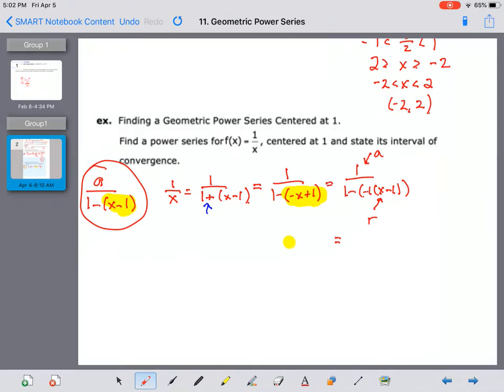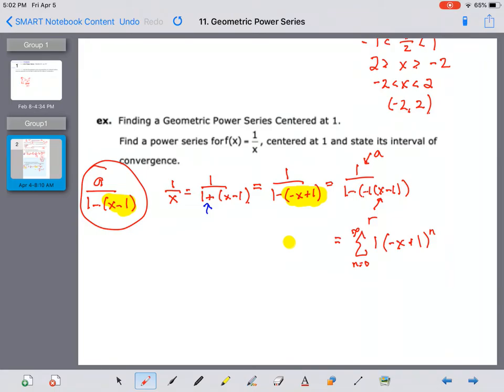Okay, so I apologize. So now the summation formula as n is equal to 0 raised to infinity. Then of course we have our a value, 1 times, okay, and I'm going to write it two ways, as negative x plus 1 raised to the n power. Okay, so that's one way we can look at it.